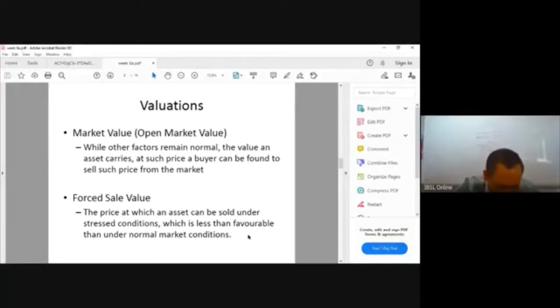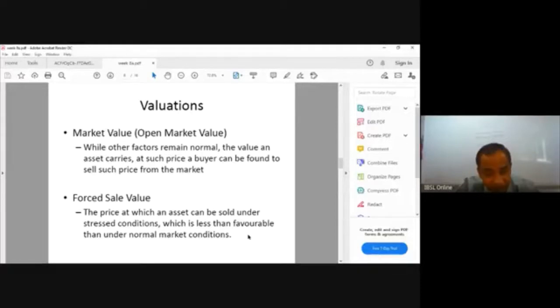Something like that, when the bank goes and auctions a property, it's a desperate measure in recovering the loan, and the market knows about it. And those who come and bid for the particular property will always try to get the property at a considerable discount to the market. That's what we call forced sale value.